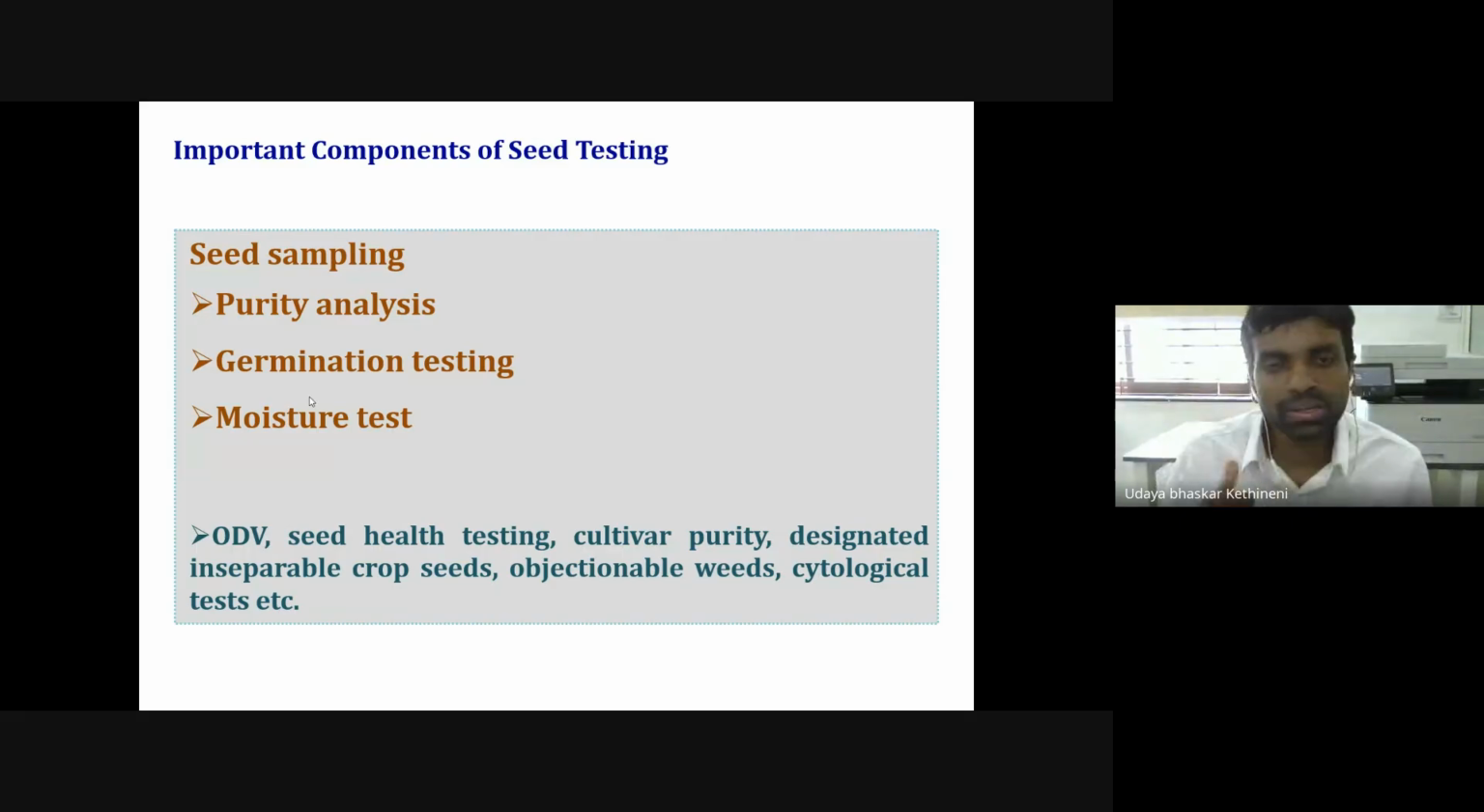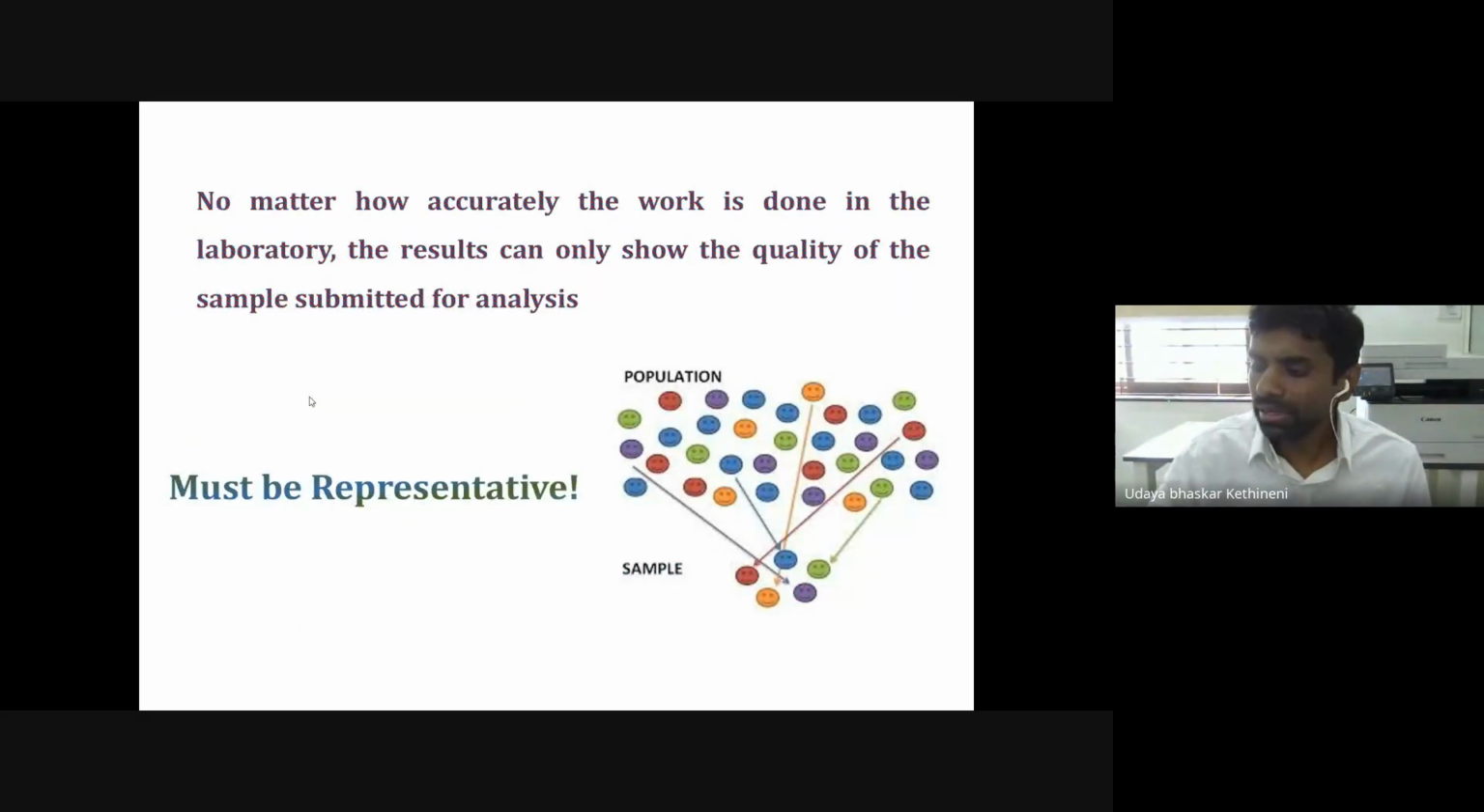That's why sampling was given a very pivotal role in this ISTA realm. So first is sampling, then purity analysis, then germination testing, moisture testing. After that, many other tests are there, depending upon the need. I won't deal with all; I will slightly touch some of the testing methodologies also. So why is this sampling very much required? We can see that.